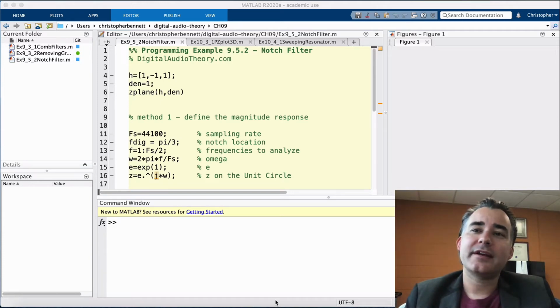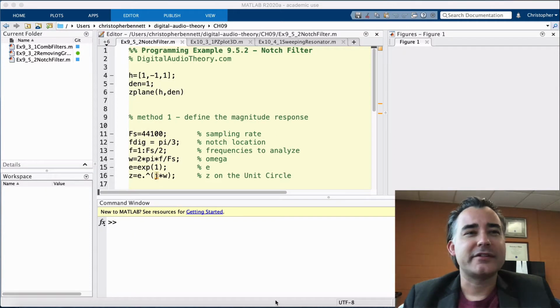This programming example, 9.5.2, comes from Chapter 9, which covers Z-domain transformations. In this programming example, we will look at a specific type of FIR filter called a notch filter.